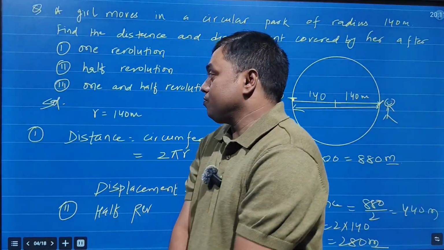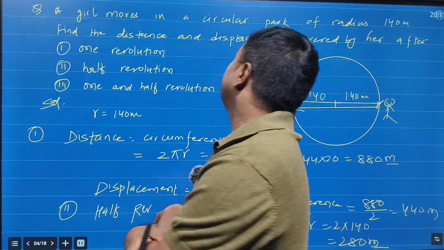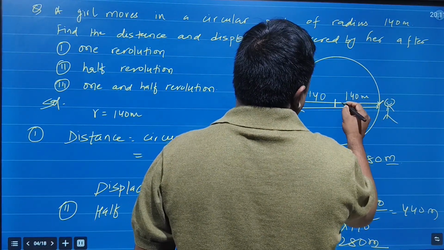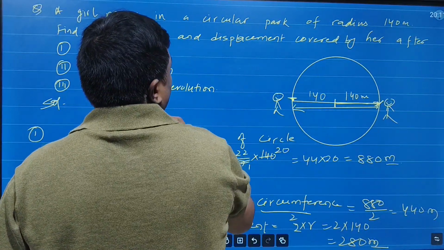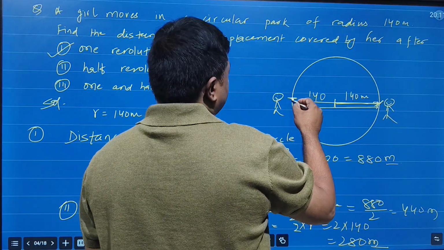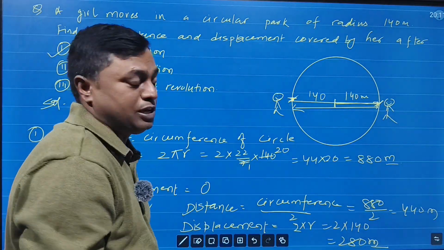Next, here is one numerical. A girl moves in a circular park of radius 140 meter. Find the distance and displacement covered by her after one revolution. Suppose the girl starts from here and goes one round. What is the distance and what is the displacement?